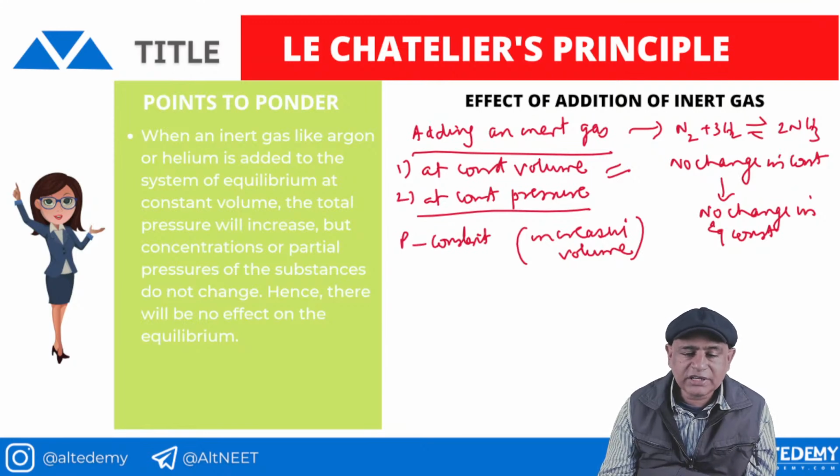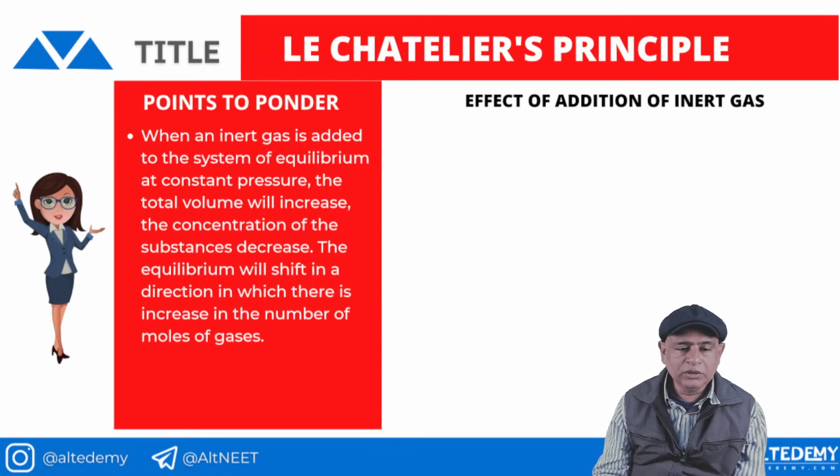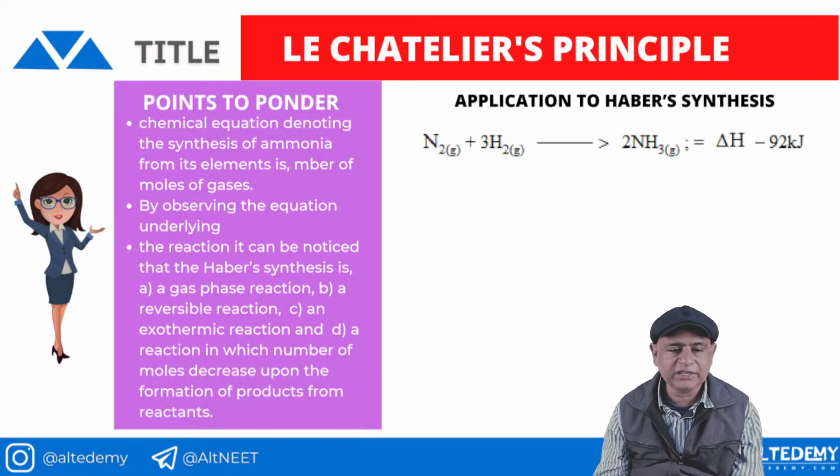We can have a reaction where delta Ng is positive, a situation where delta Ng is negative, and a situation where delta Ng is 0. We can analyze this by doing the same thing, increasing volume. When an inert gas is added to the system at equilibrium at constant pressure, the total volume will increase. The concentration of the substances decreases. The equilibrium will shift in the direction in which there is an increase in the number of moles of gases. So it will depend upon the reaction in which direction it will move.